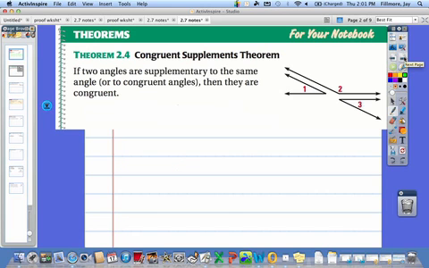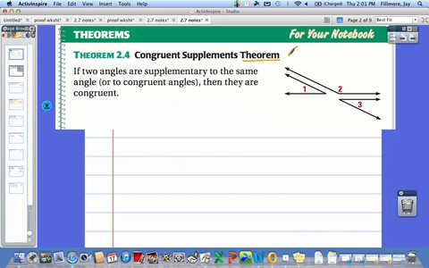Today we're going to talk about some new concepts. The first thing is what's called a theorem. A theorem is basically a proven statement, unlike a postulate, which was just accepted on good faith. So it's a proven statement. You think of it as a theory, like in science. A theory must be proven. A theorem must also be proven. So this theorem, the congruent supplements theorem, we always use the name instead of the number when possible. If two angles are supplementary to the same angle, or congruent angles, then they are congruent.